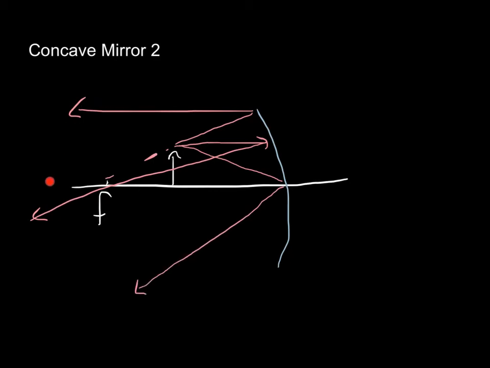Now notice none of these light rays converge, so what we have to do is trace that reflected light back behind the mirror as your eye would do to find out where that image forms. And where all three of those things converge, that's the location of our image. In this case, it is upright, and it is virtual.